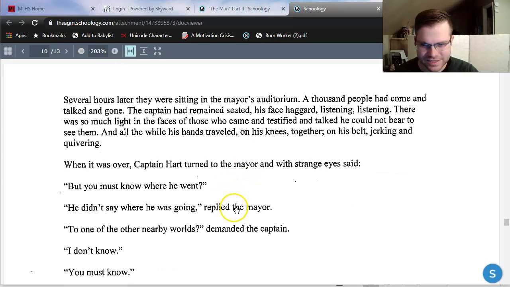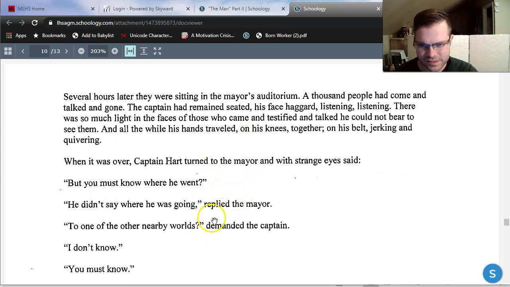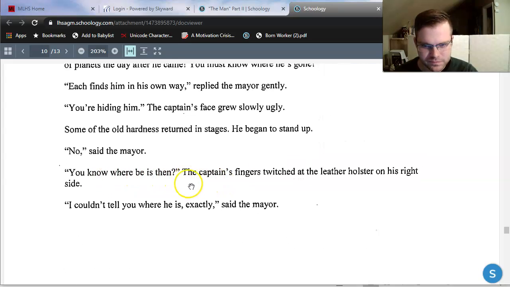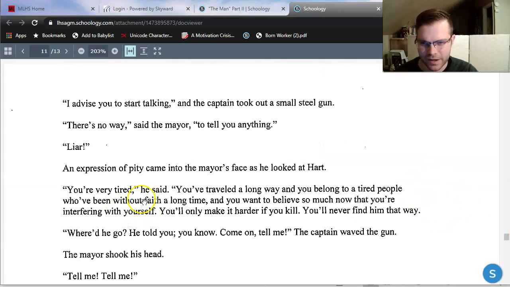And one more key detail about him being Jesus, as we continue on here, is how the mayor will not let Captain Hart in on it more, right? As we continue here, this paragraph by the mayor: "You're very tired. You traveled a long way. You've been without faith a long time, and now you want to believe that you're interfering with yourself. You'll only make it harder if you kill. You'll never find him that way."